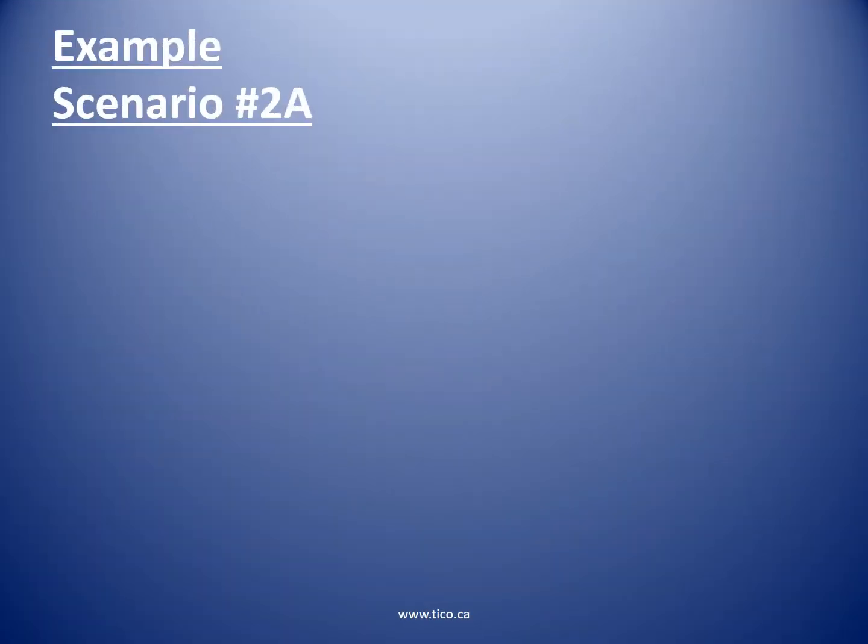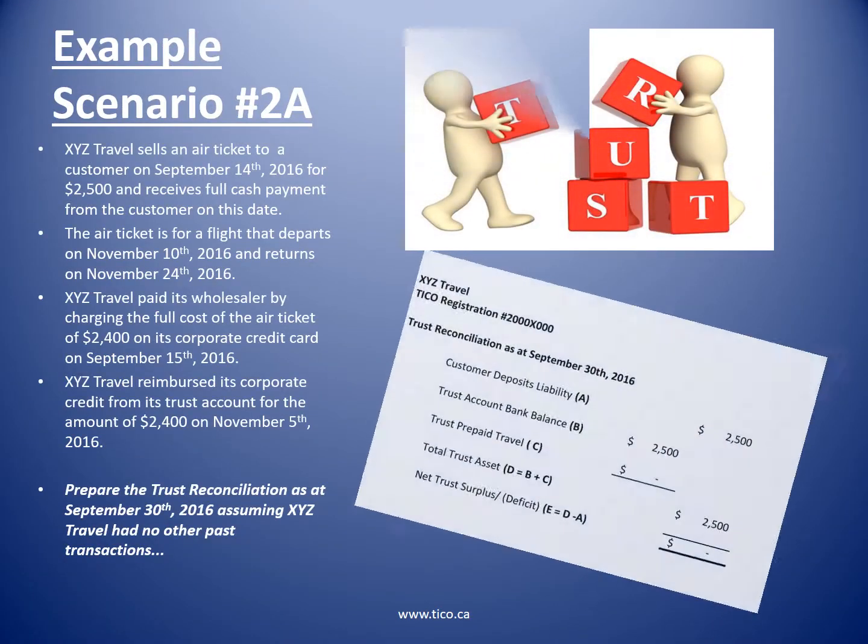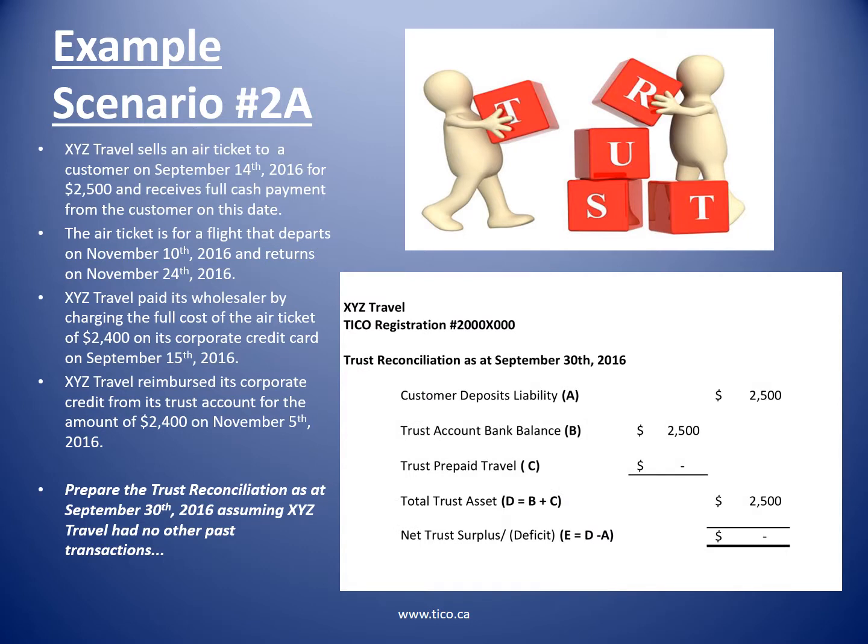Let's take a look at a second example that is entirely separate from our first example. In this scenario, XYZ Travel sells an air ticket to a customer on September 14th, 2016 for $2,500 and receives full cash payment from the customer on this date. The air ticket is for a flight that departs on November 10th, 2016 and returns on November 24th, 2016.